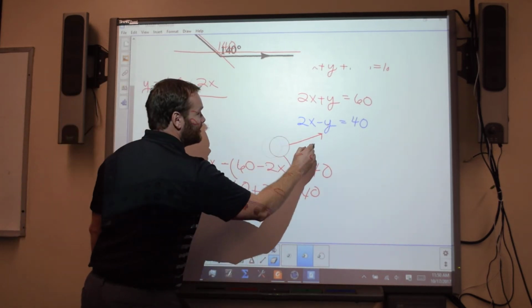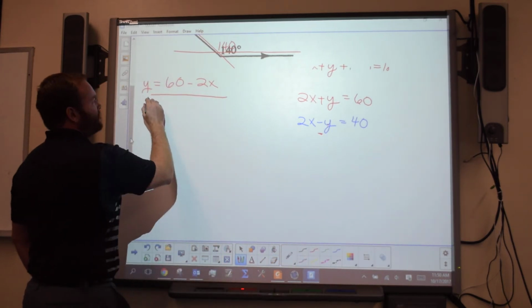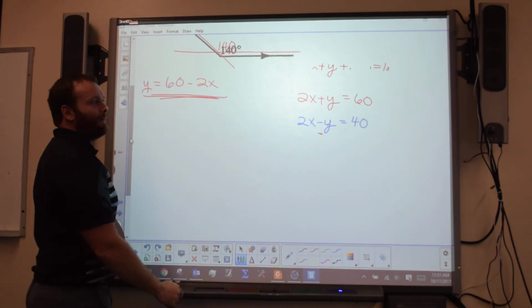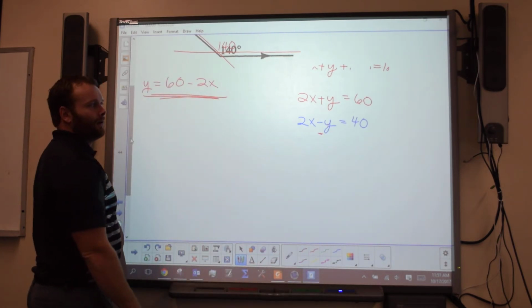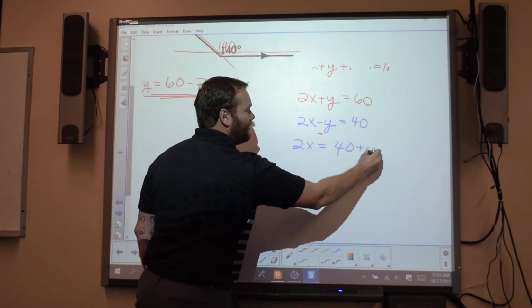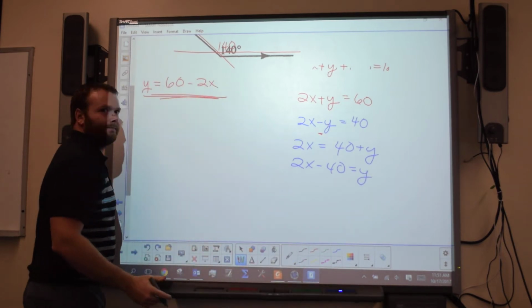We still could have done this. We could have said, I solved this one for y, that red one for y. Can I solve this blue one for y pretty easily? What if I rewrite this as 2x is equal to 40 plus y? Is that okay? So 2x minus 40 would equal y. Is everybody all right with that?